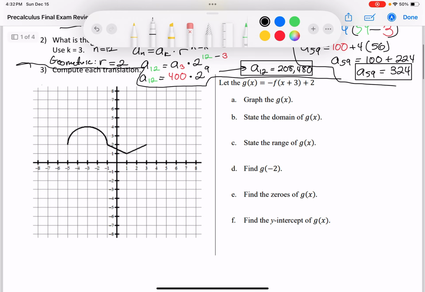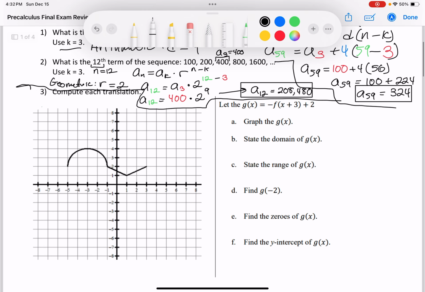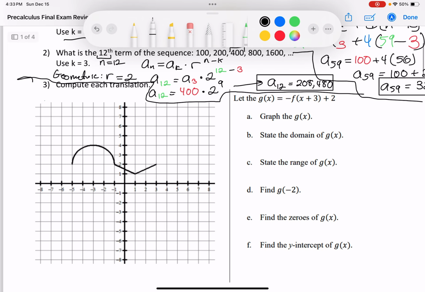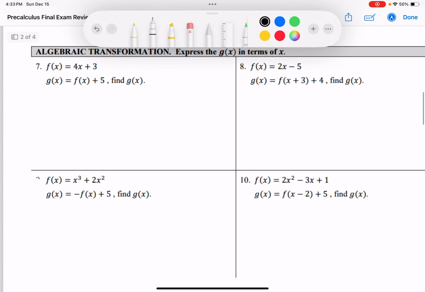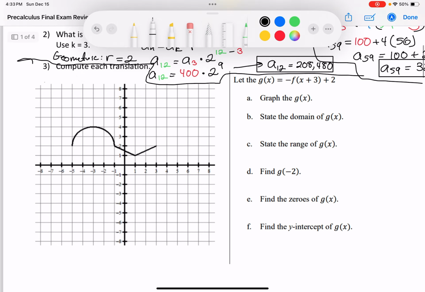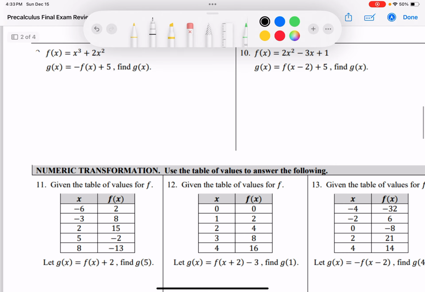All right, so in this video, which is number 3, and that's under section 1, which is sequence, function transformations, and compositions, we're going to look at the transformation of this graph. It says compute each translation. Well, technically there's multiple translations, but I want to save this for a different video. So let's do number 3 first, and then we'll take care of the other ones after.